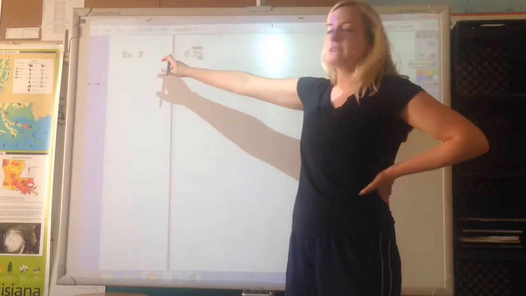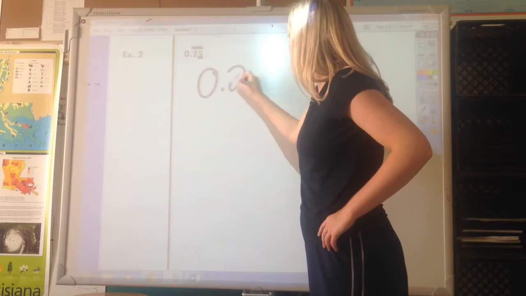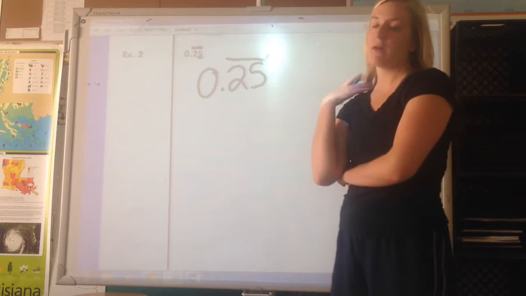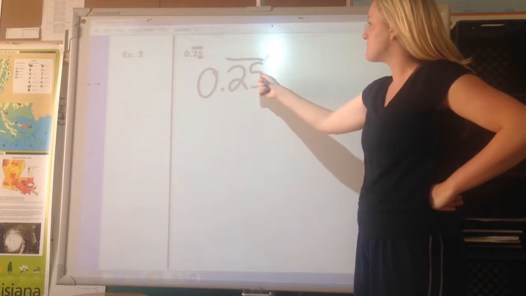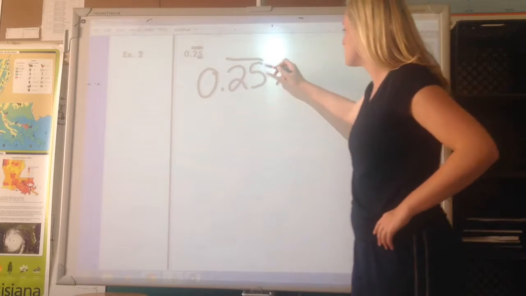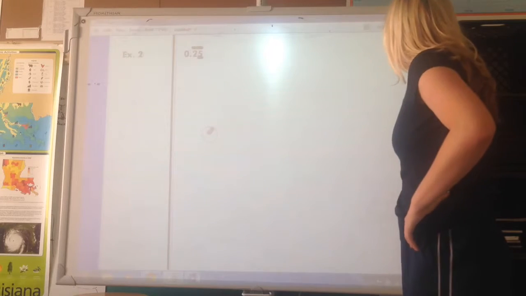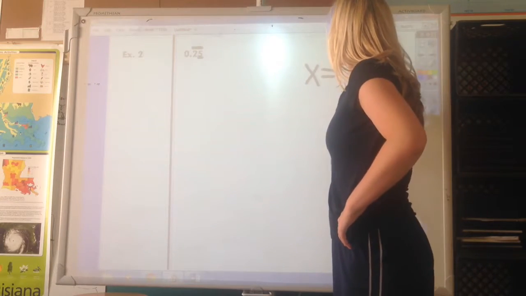All right, go ahead and write example 2 on your notes page, and then this says 0.25 repeating. And you should notice something different about this example. This one has two numbers that repeat, 2 and 5. Our process is the same, but there's one extra step. So my pen is your pen. Make sure you have all this down. My first step is to set the value equal to x.